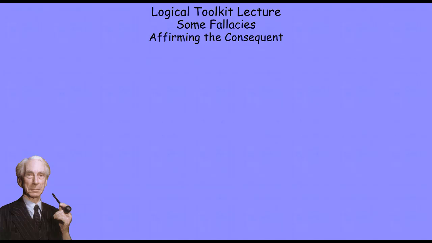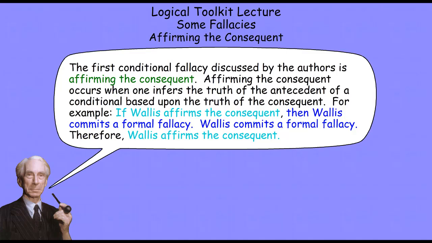Now let's look at the two fallacies discussed in the chapter having to do with conditionals. These are both formal fallacies. So the first conditional fallacy that the author discusses is called affirming the consequent. Affirming the consequent occurs when one infers the truth of the antecedent, the if clause of a conditional, based upon the truth of the consequent, the then clause of a conditional.